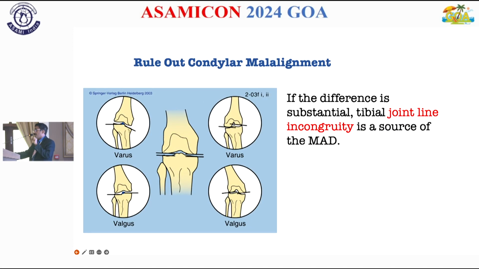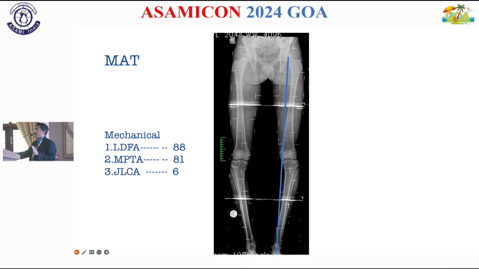And condylar malalignment, this is also important. You cannot draw a joint line in these cases from medial to lateral. So this is a depressed joint, maybe you will get it in post-trauma or in Brown's disease, etc.